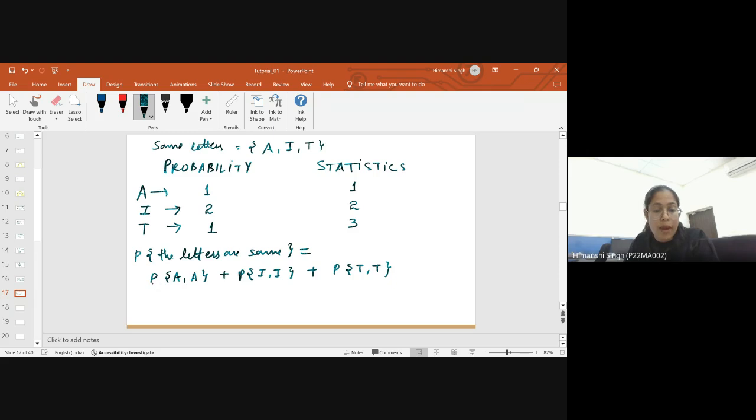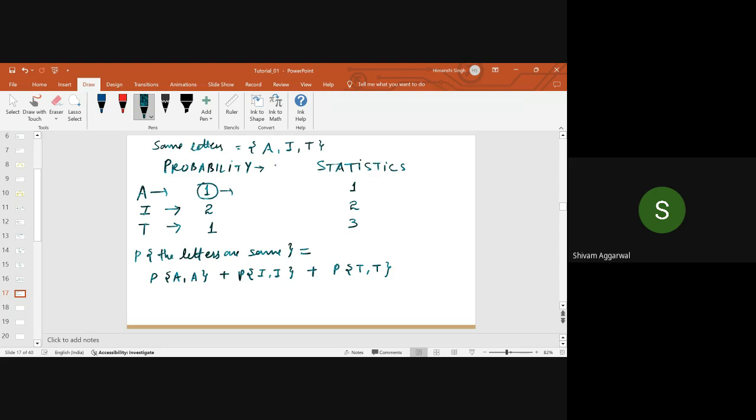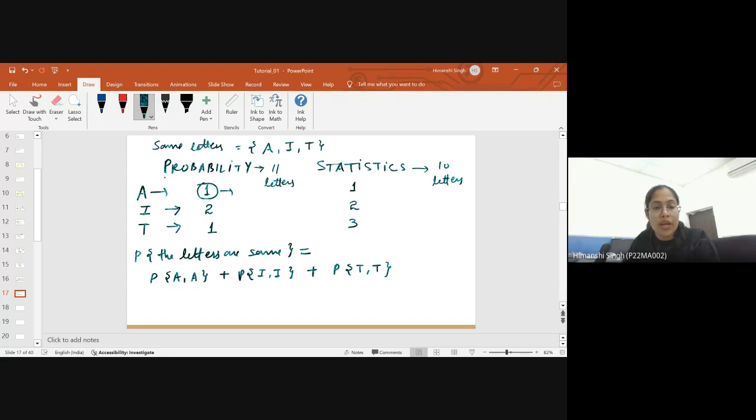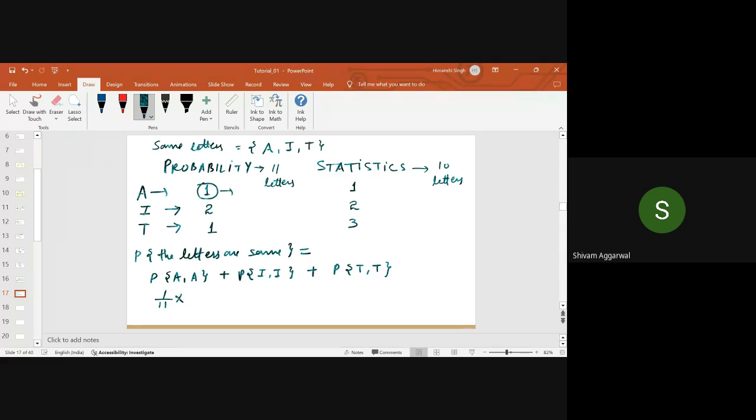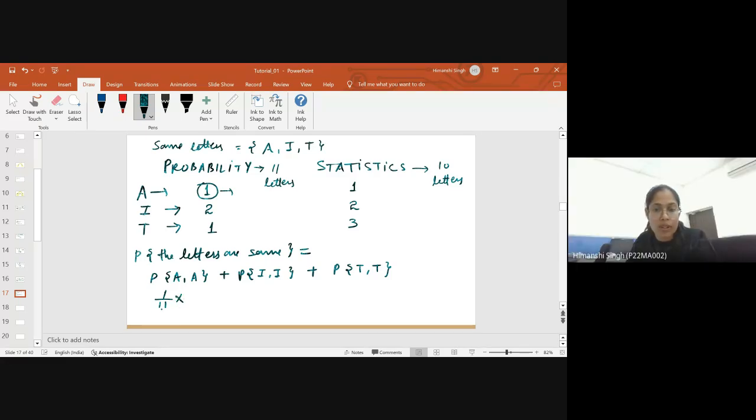Now, the probability that the letter here is A: how many letters are there in the word probability? We have a total of 11 letters, and in statistics we have a total of 10 letters. So here the probability of appearance of A is 1 by 11, that is, the number of favorable outcomes divided by the total number of outcomes. And in statistics, the probability of appearance of A is 1 by 10.